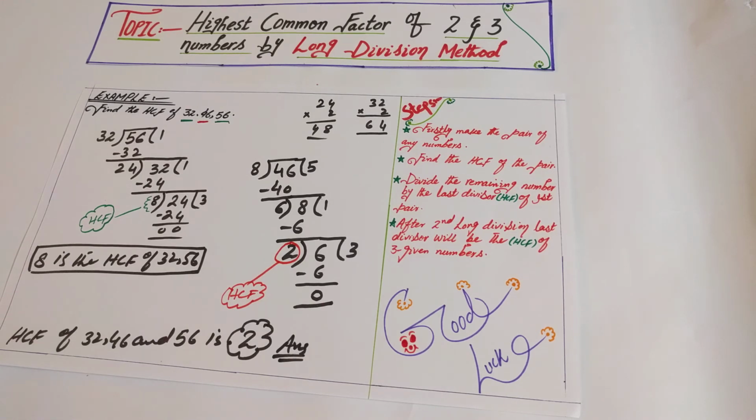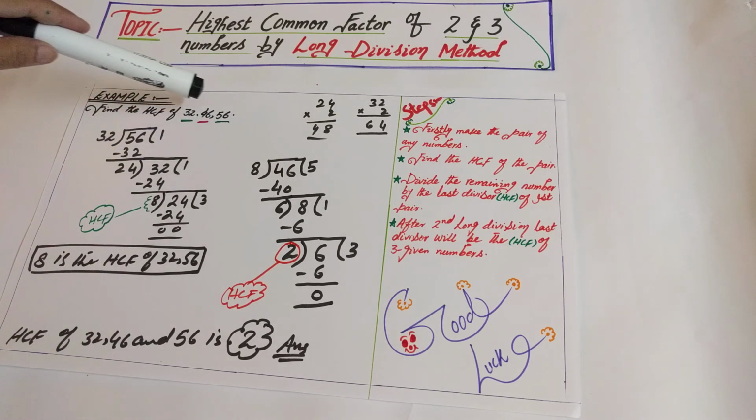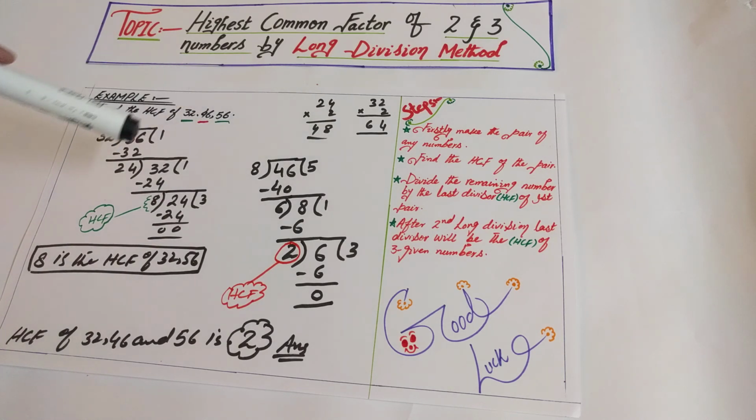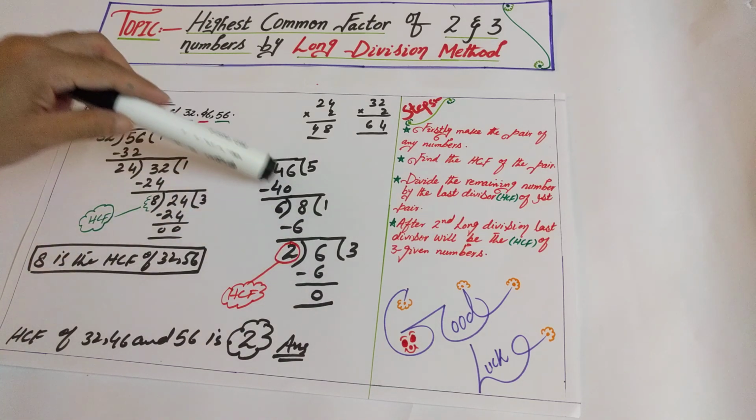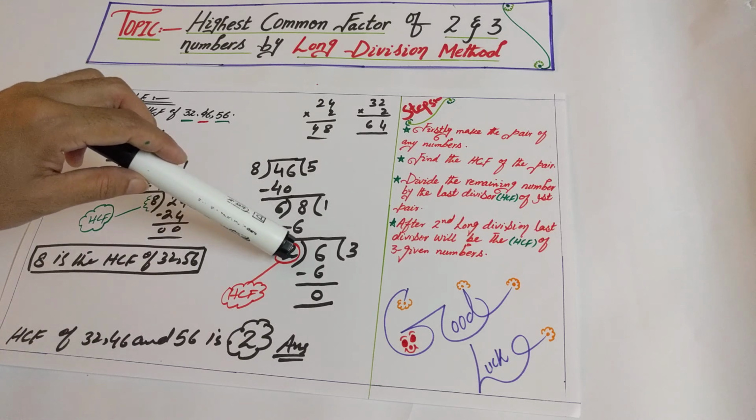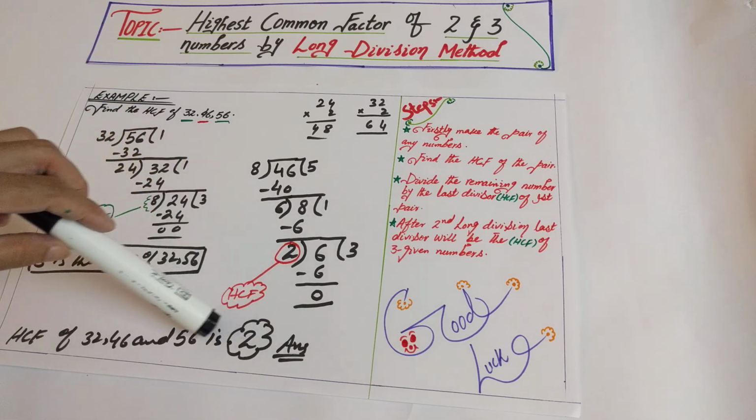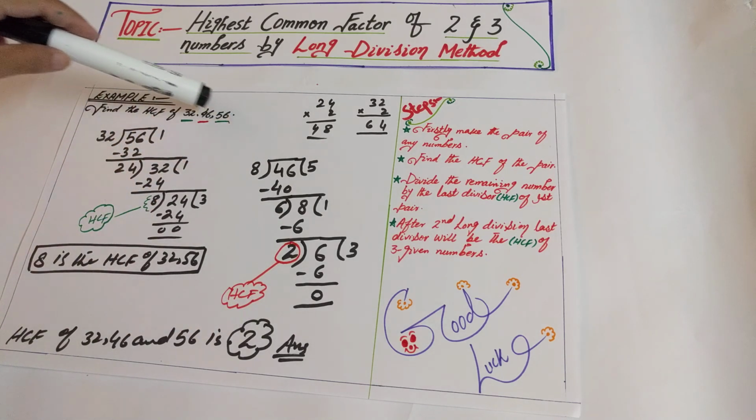So when you find the HCF of three numbers, firstly you have to pick a pair of the numbers. You will find the HCF of that pair by the same method as example 1, and to find the HCF of all three numbers, you will divide the left number by the HCF of this pair, and after this long division, the last divisor will be the HCF of all three numbers.